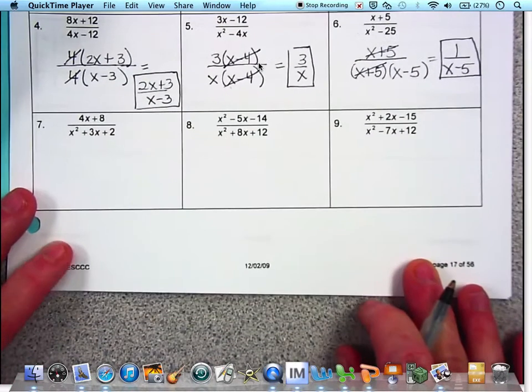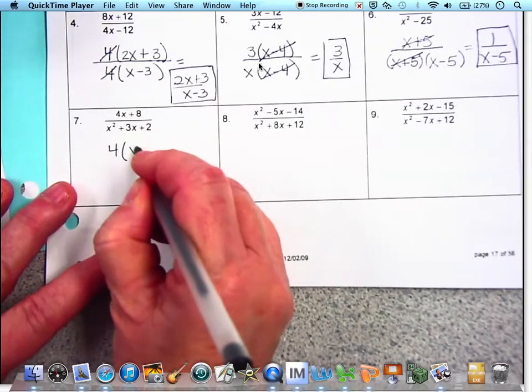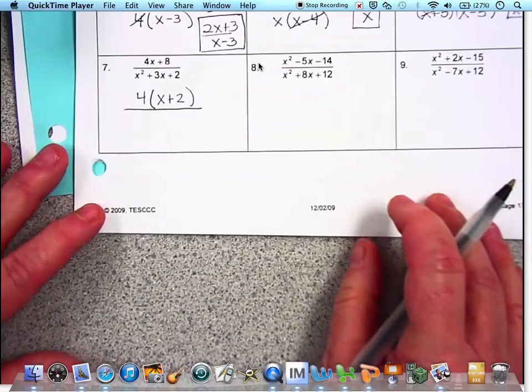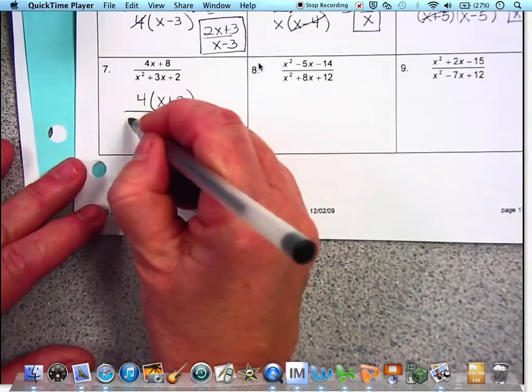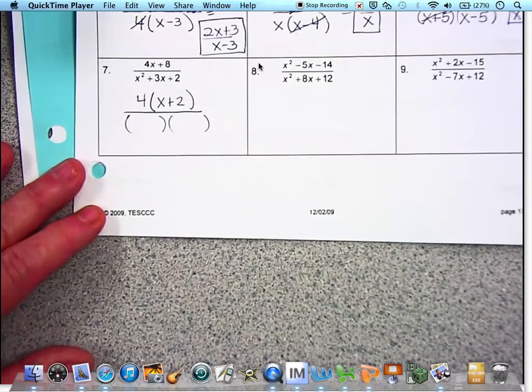Okay, how about 7? Take a 4 out of the top. Then you'll have x plus 2. Okay, 4 parentheses x plus 2. Then you can, how do we factor those? You just do the 2 parentheses. The 2 parentheses, we unfoil, right?